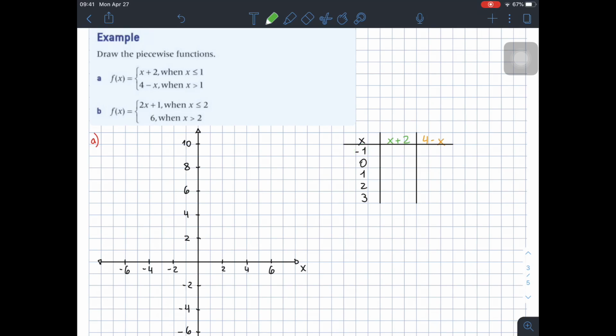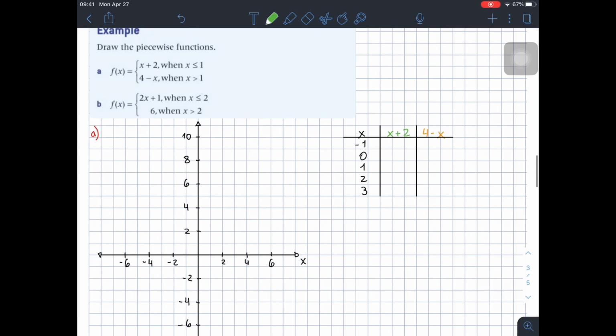For x equals -1, I'm going to look at the green one, because it's less or equal than 1. So -1 plus 2 gives us... sorry, -1 plus 2 is actually +1. Then for 0, I'm still looking at the first function. 0 plus 2, that's 2. For 1, I'm still looking at the first function because it's less or equal than 1. So 1 plus 2, that's 3. There you go. So 1, 2, 3 are the values over there.